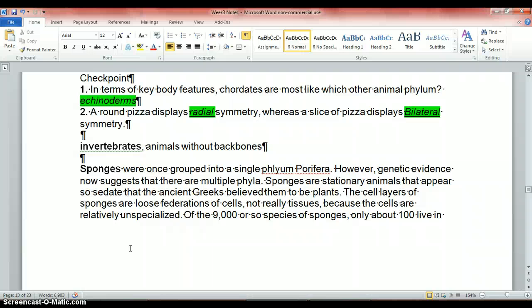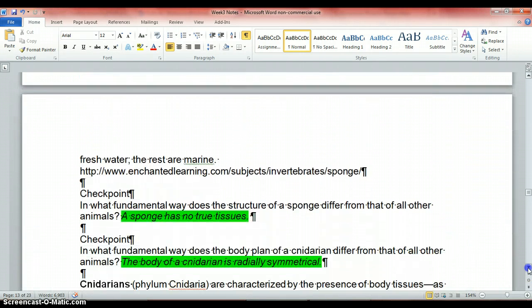The cell layers of a sponge are a loose federation of cells, not really tissues, because the cells are relatively unspecialized. Of the 9,000 or so species of sponges, only 100 live in fresh water, the rest are marine. And here's a good little video, or probably a link, we'll say, because Enchanted Learning is more like a document, on what sponges look like. It's really good for a lot of these things. Make sure you look up a picture if you have a chance, or a video, so you can see what they look like and go, hey, that's a sponge. Sometimes pictures in the book aren't the best.